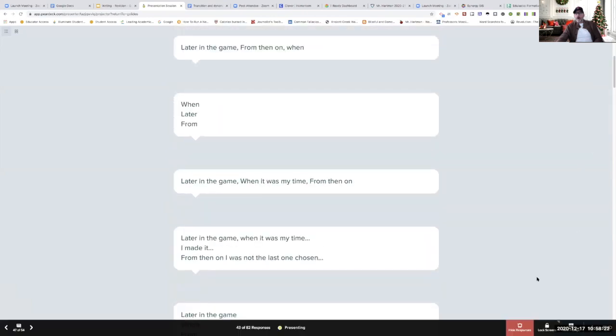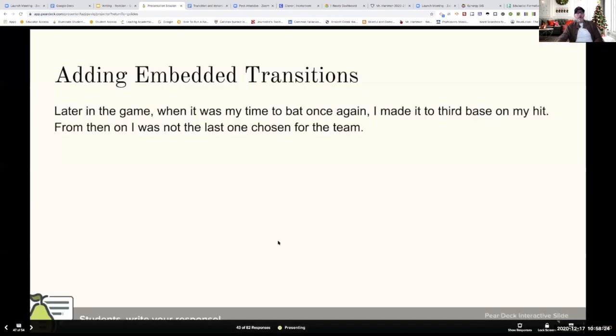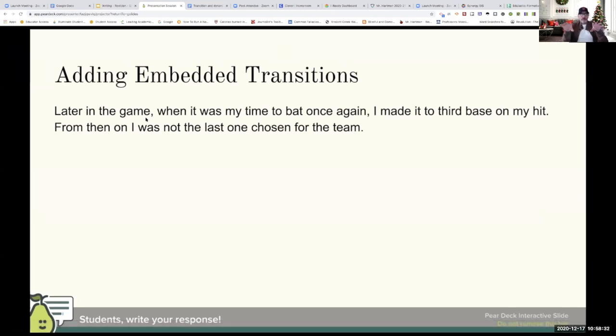So let's go back and look. The phrase is later in the game. That orients us in time. That lets us know that the event that's happening is happening later in the game. Later in the game, when it was my time to bat once again. So later in the game, when it was my time, I made it to third base on my hit. From then on, I was not the last one chosen for the team.